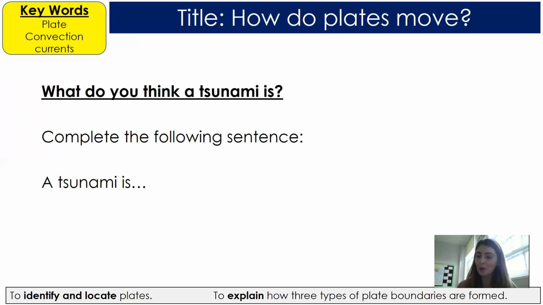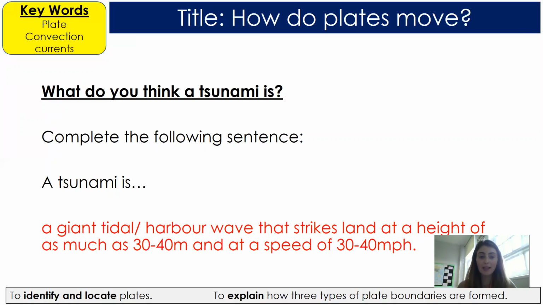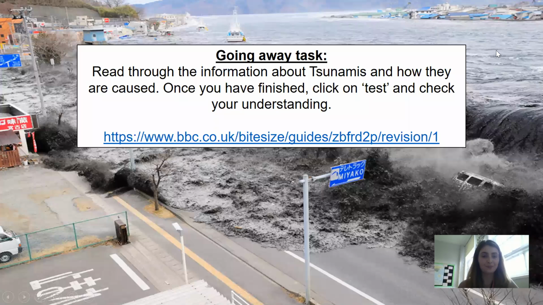Okay, so by now you should have paused it and had a little go at writing down your definition of what a tsunami is. A tsunami is a giant tidal or harbour wave that strikes land at a height of as much as 30 to 40 metres and at a speed of 30 to 40 miles per hour. It can sometimes be quicker as well, so that's just an average.